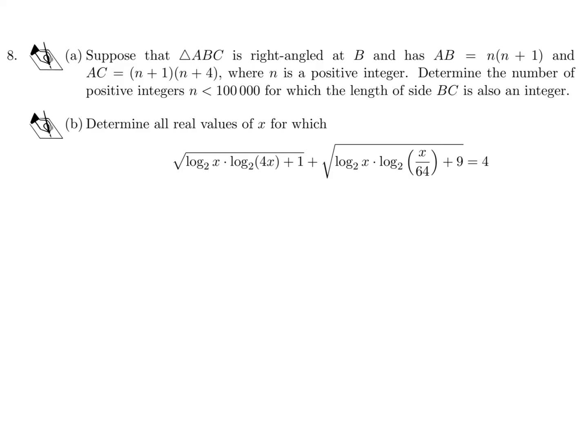Suppose that triangle ABC is right angled at B and has AB equal to n times n plus 1 and AC equal to n plus 1 times n plus 4, where n is a positive integer. Determine the number of positive integers n less than 100,000 for which the length of side BC is also an integer.